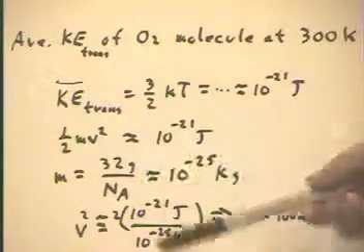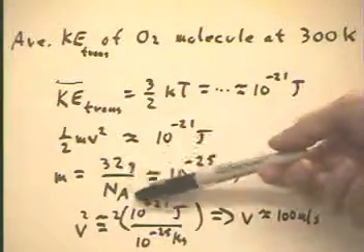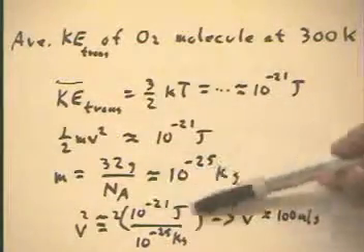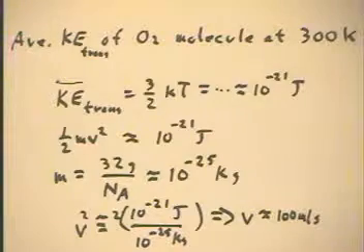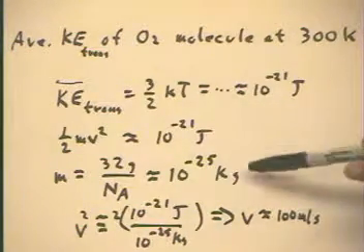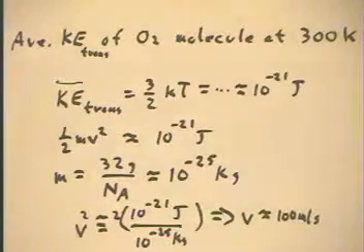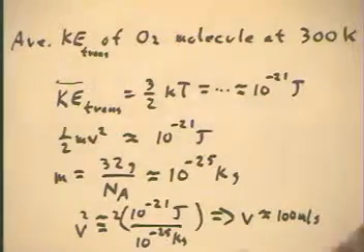Okay, so if we divide 32 grams by the number of molecules in a mole, we'll get the mass of a single molecule, which is on the order of 10 to the negative 25th kilograms. Okay, it's actually about 5 times 10 to the negative 26th. So whether it's 10 to the negative 25th or negative 26th is a little bit of a question here. But again, order of magnitude, that's about right.